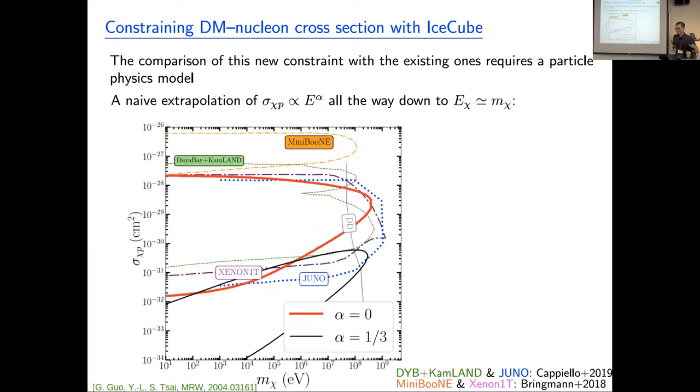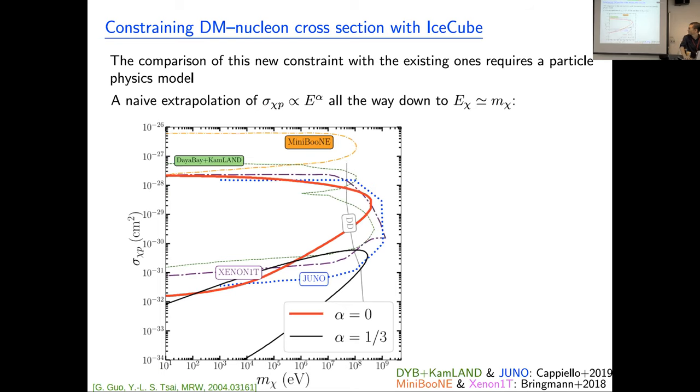And one question that we are often asked is, how does this constraint compare with low energy searches? Because this cross-section is determined at a high energy scale, to do that you need to do an extrapolation, or you need to have a good model. If we do a very simple naive extrapolation, assuming that the cross-section is proportional to E to the alpha, where alpha is a power law, then you can basically just shift the direct constraint to somewhere down there. However, we more recently realized that this is very naive.